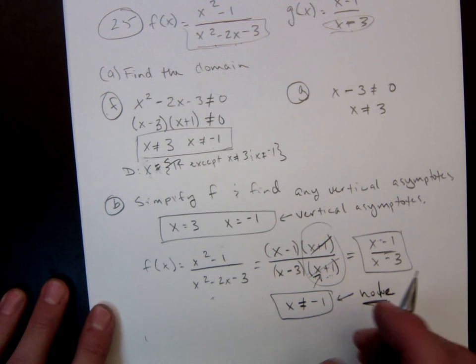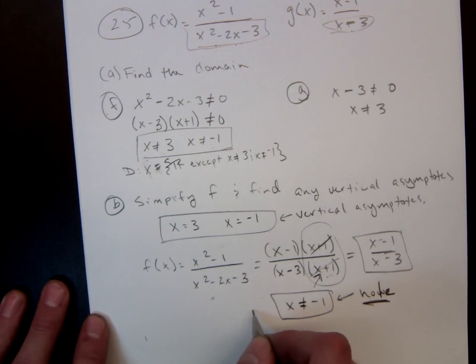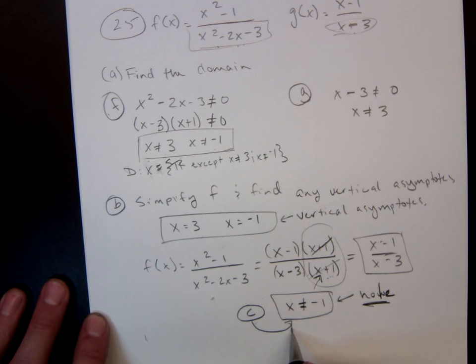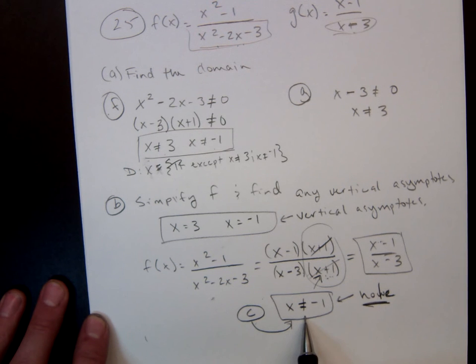Oh, and I apologize. That looks like that's part C that we just did. So part C, identifying the hole, what you're basically doing is identifying what you canceled out to simplify and realizing that that is in fact a hole.